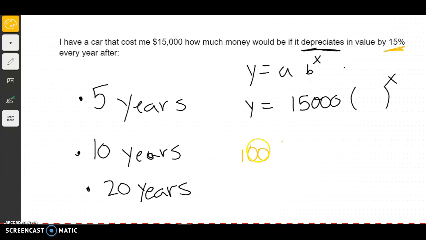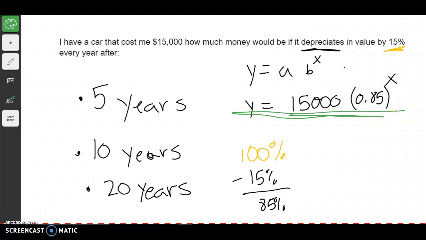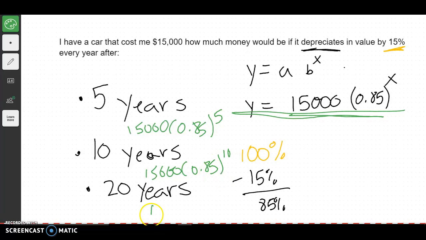You always start out with 100%. That's how much you always have. Then we decrease by 15%. Well, how do you think you decrease from 100%? Oh, I would subtract 15%. And that would leave me with 85%. So my car value after every single year will be 85%, or 0.85. So this is the general formula that I can use for each year marker. And so we would just write that in, 15,000 times 0.85 to the 5th, 15,000 times 0.85 to the 10th, and 15,000 times 0.85 to the 20th.